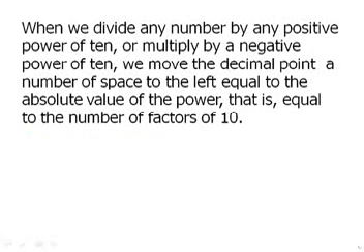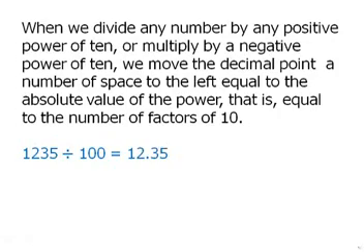When we divide any number by any positive power of 10, or multiply by a negative power of 10, we move the decimal point a number of spaces to the left equal to the absolute value of the power, that is, equal to the number of factors of 10. So if I divide by 100, again 100 is 10 to the 2, so there are 2 factors of 10. When I divide by 100, that moves the decimal point 2 places to the left. It starts out next to the 5. It winds up between the 2 and the 3. 12.35.